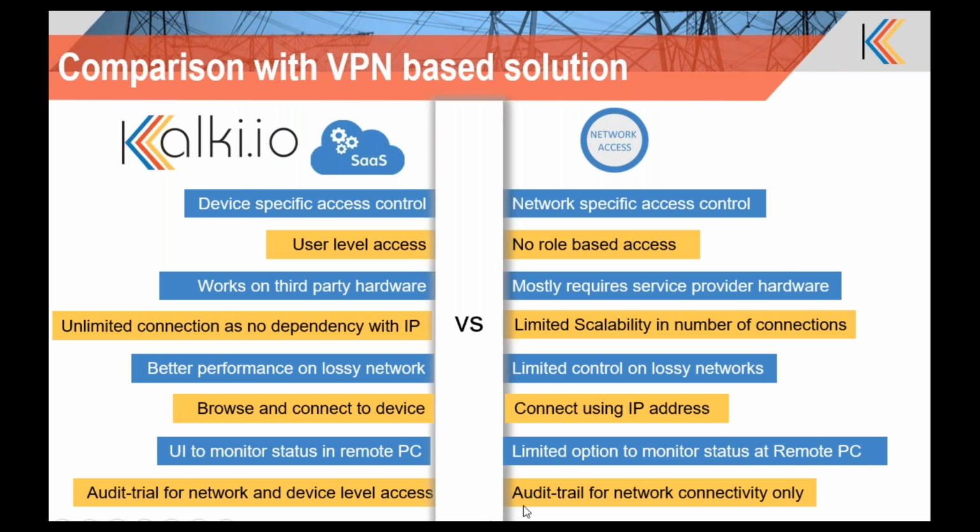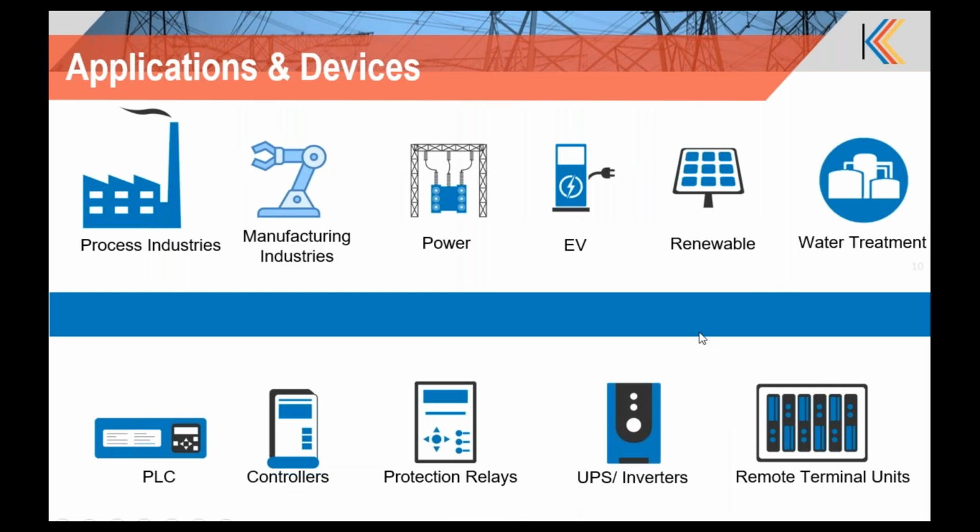And as we discussed in the earlier slides, there's an audit trail available both at the central location and at the local PC engineering remote connector in the case of Calceo. But in the case of VPN, the audit trail option is very limited, and we don't have information on who is connecting and which device is connecting. That kind of information will be very limited in an established VPN network.